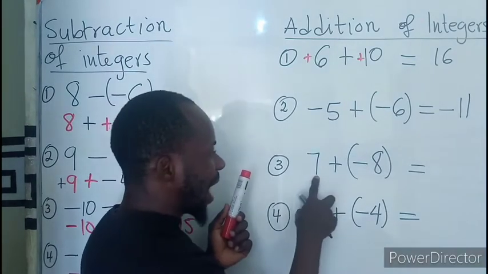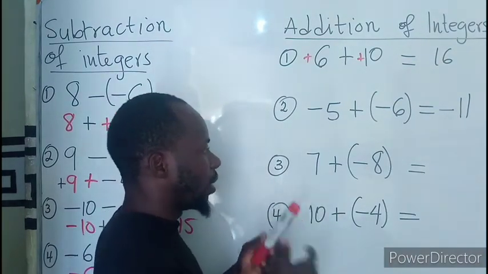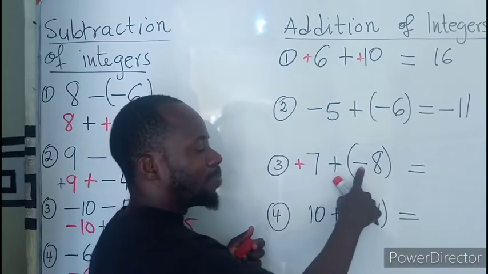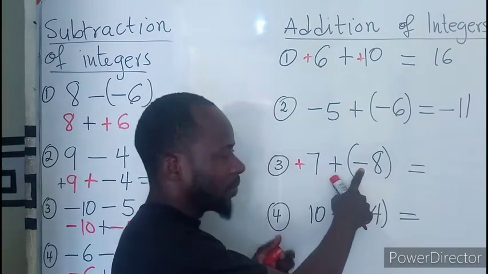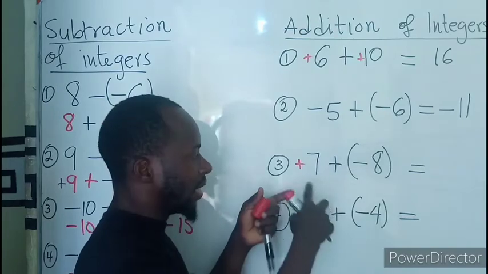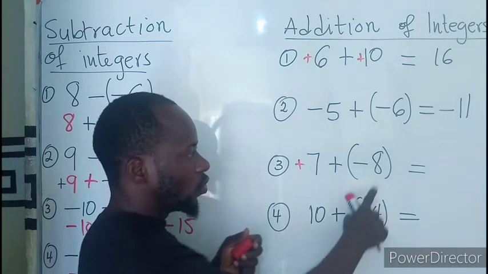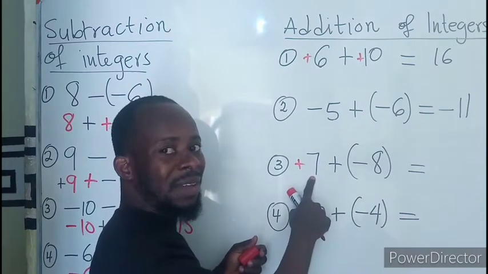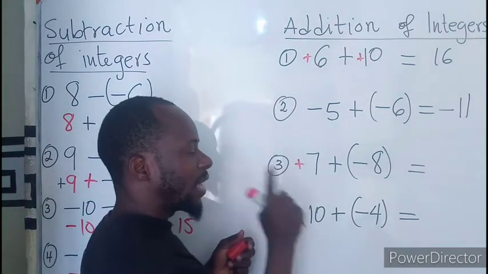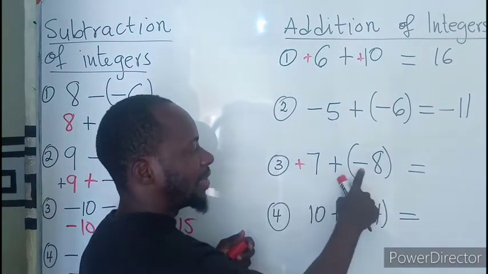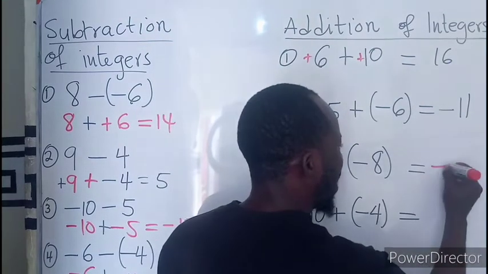Then here, I am adding positive number, which is positive 7 plus negative 8. We have different sign, plus, minus. So I will not add, but I will subtract. So 8 minus 7, which is what? 1. What is the sign of the bigger number? The sign of the bigger number is minus. So I have minus what? 1.